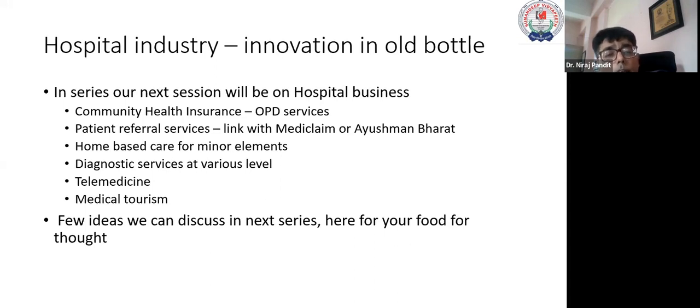Then home-based care for the minor ailments. See, this is very important. Nobody likes to visit the hospital every time. Everybody is busy and their timings are very odd. So how can home-based care be incorporated with the hospital services at the closest level? Nobody likes to be admitted to hospital. Previously, people liked to go and get admitted to hospital, but the post-COVID scenario has almost changed. This is also an interesting concept. It's already developed by a few people.